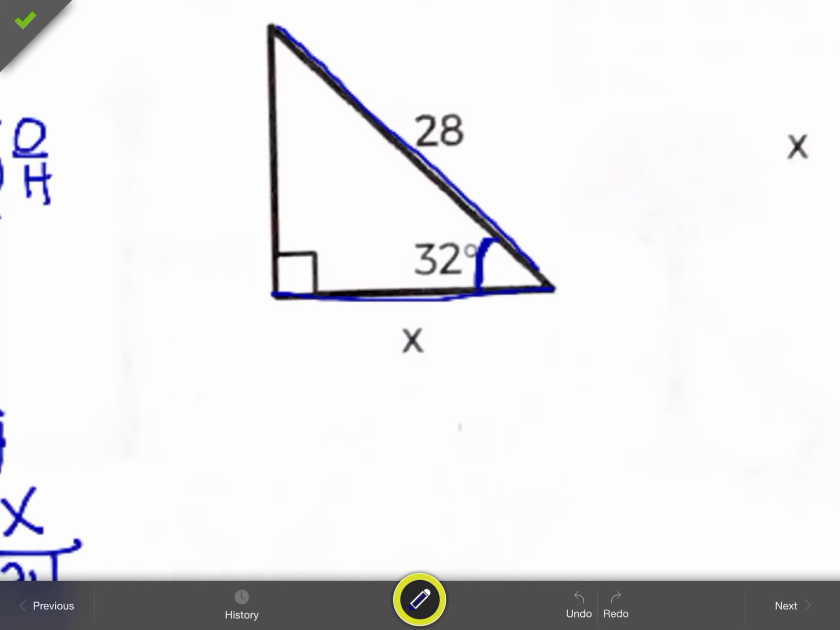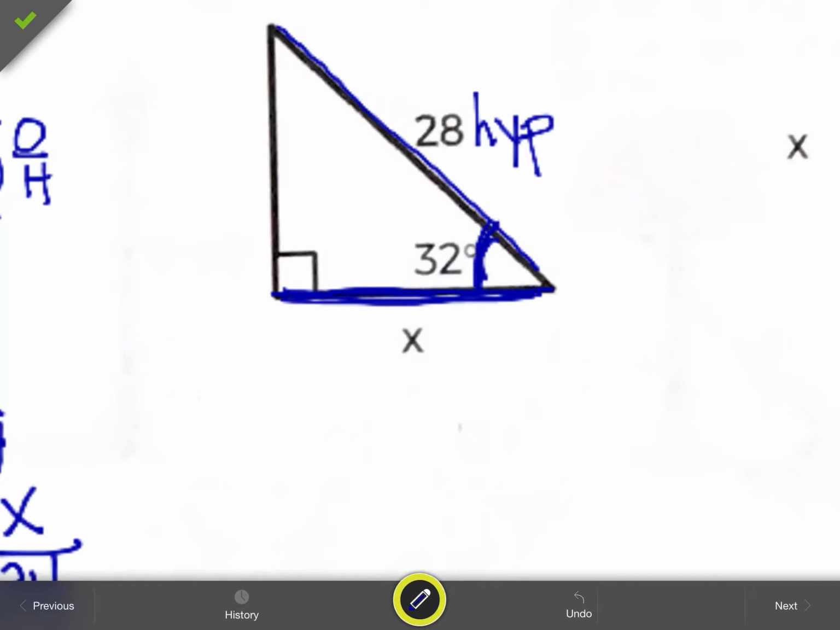So, looking at my picture, I realize 28 is my hypotenuse. So I'm going to label that. Okay, if you can, always label the hypotenuse. If you have the hypotenuse marked, label that first. So now I need to label this side. Okay, and obviously it's going to be opposite or adjacent.